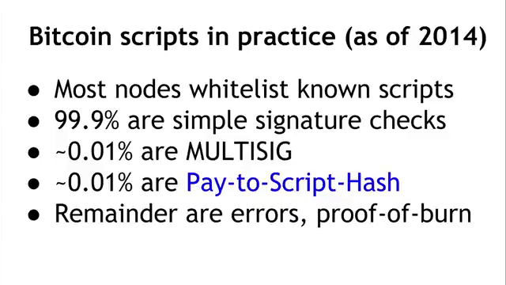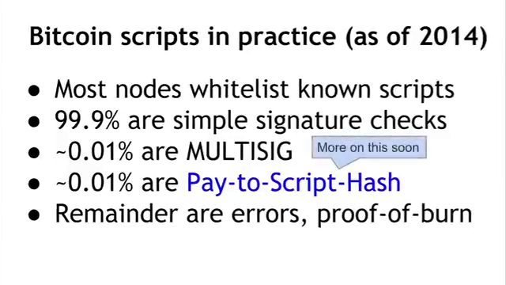But other than that, there hasn't been too much creativity in terms of what scripts people actually use. And one reason for that is that Bitcoin nodes by default have a whitelist of scripts, and they refuse to accept scripts that they consider not standard. This doesn't mean that those scripts can't be used at all, it just makes them harder to use. And I'll talk about exactly what that means a little bit later when we talk about the Bitcoin peer-to-peer network.